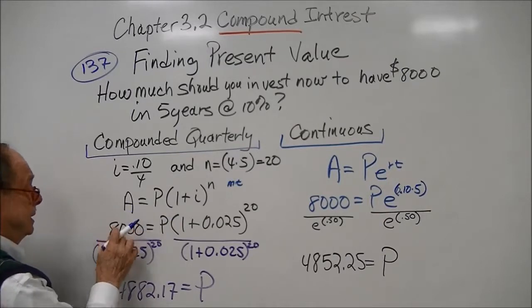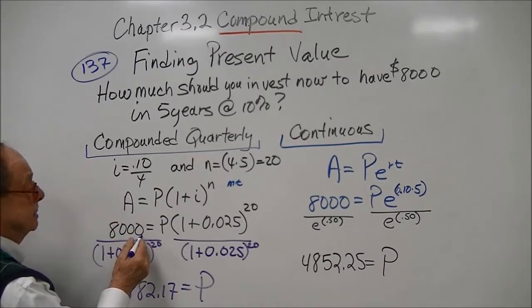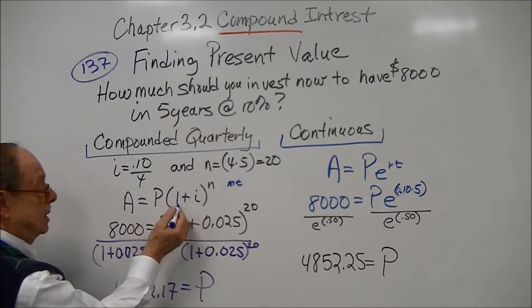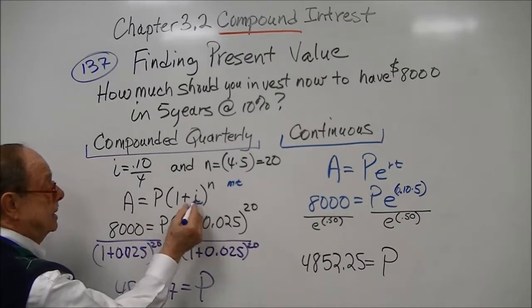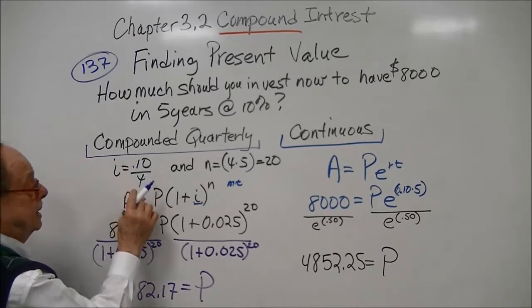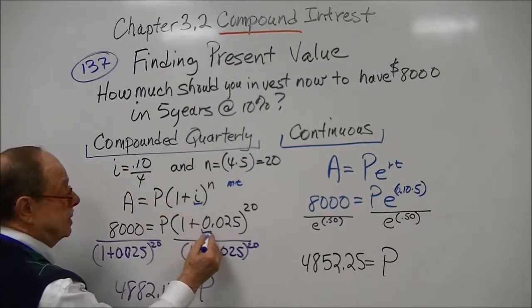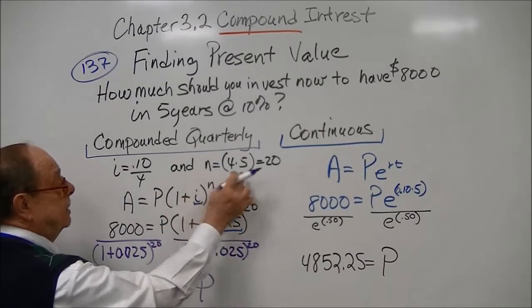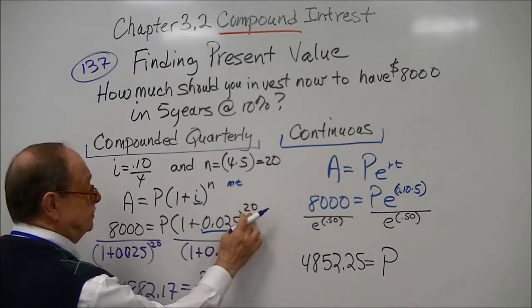And the amount is 8,000. We don't know the principal. The 1 is in the formula, and we know what I is. I is going to be 0.10 divided by 4, which comes out to this. And then our N here is 20.